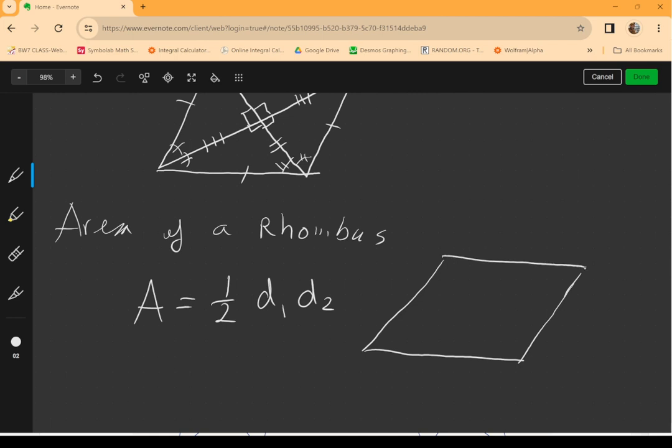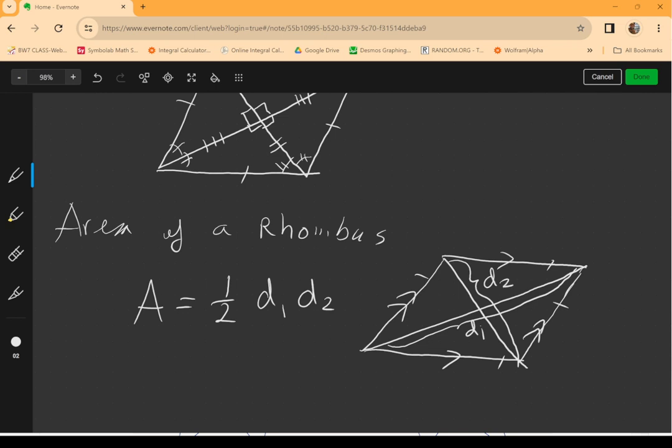Right, so if this is a rhombus here, we can call this the first diagonal. So this would be d1, right, this length. And then the second diagonal would be this one here, and it's d2. Okay, so that's another formula that we can use to calculate the area of this rhombus.